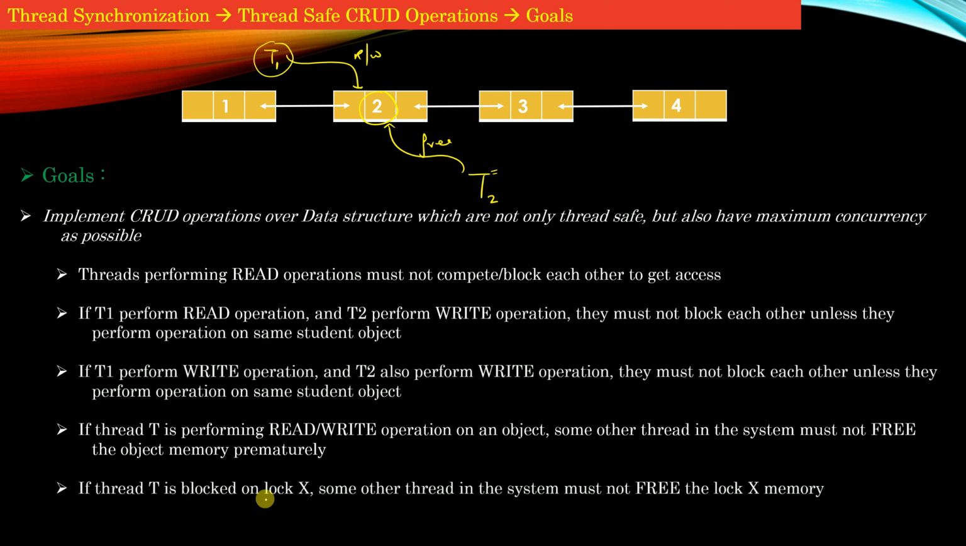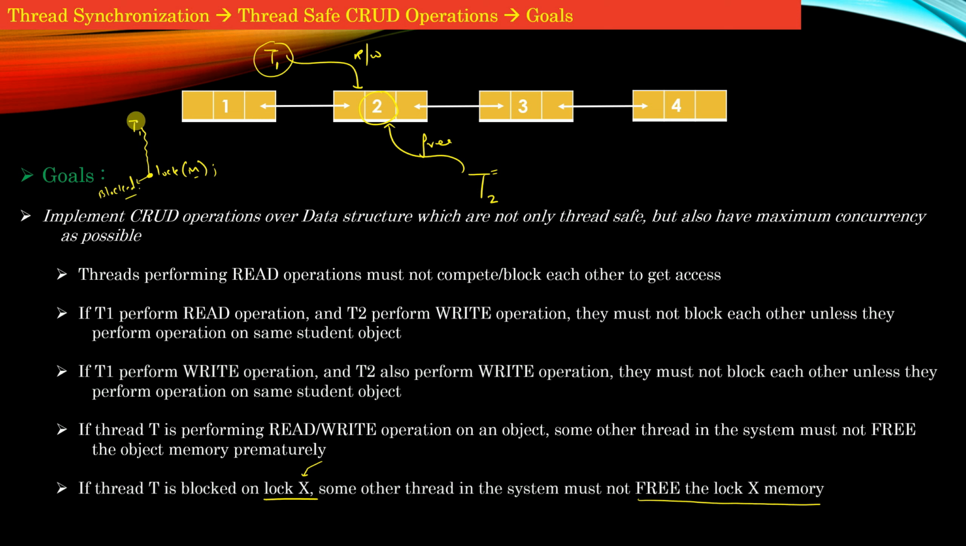Similarly, if the thread T is blocked on some mutex or lock, let's say X, then some other thread in the system must not free the lock X memory. Alright, so we have the thread T1 and let's say the thread T1 is executing happily, and let's say that the thread T1 is blocked at this point because it wants a lock on the mutex M, but the mutex M is already locked by some other thread. It means that the thread T1 would be in the blocked state here.